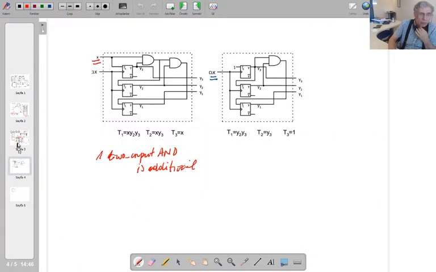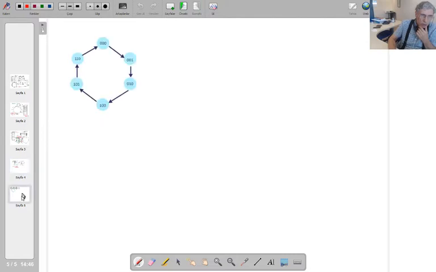So another example, in order to see the differences, is this. You see, look at this counter. This is another counter. How it counts. Let's say it counts clock 0, 1, 2. It jumps to 4, 5, 6, jumps to 0. So you can design a counter like that.